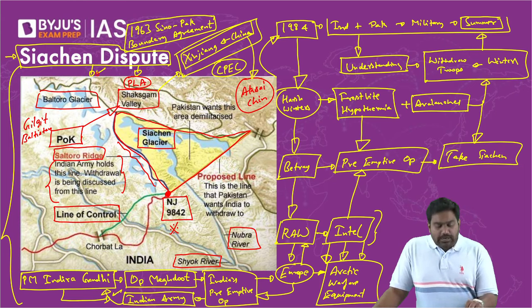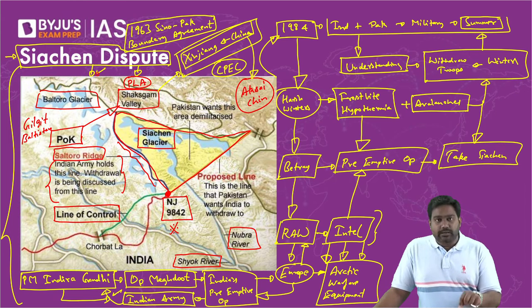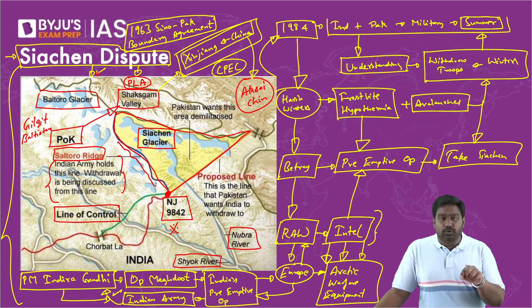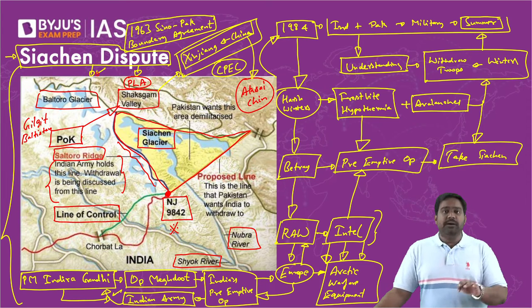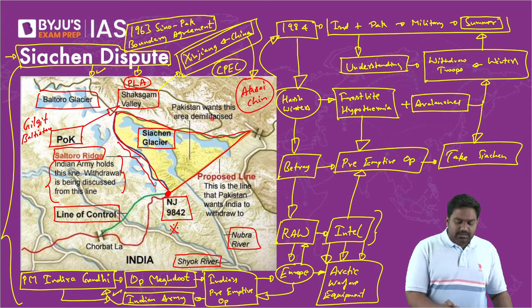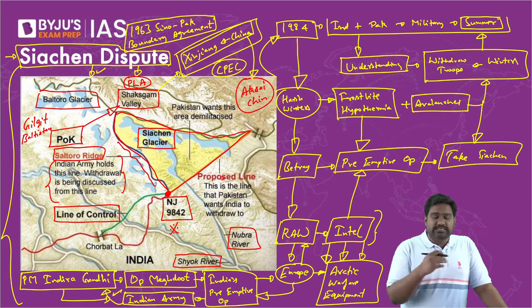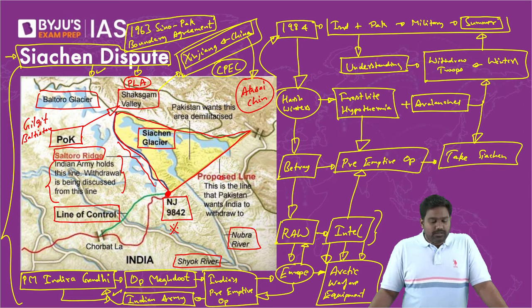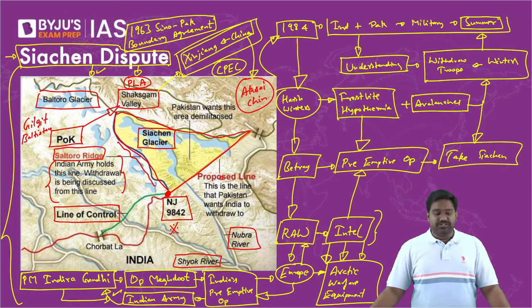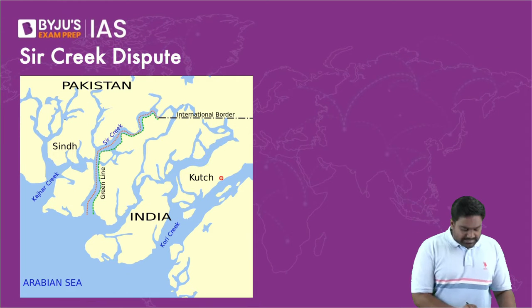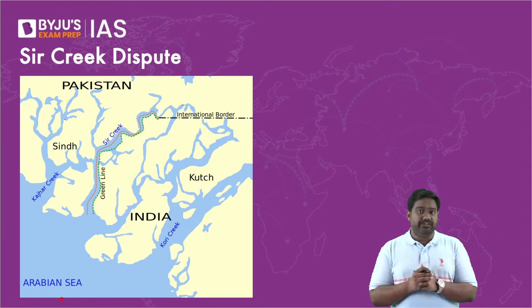So the line of control ends here at the tip of Siachen at point NJ9842. The line of control ends. After that, there are no demarcated boundaries, and this whole triangular glacier area is under Indian control. So this is about the Siachen dispute. Next, what is the Sir Creek dispute?